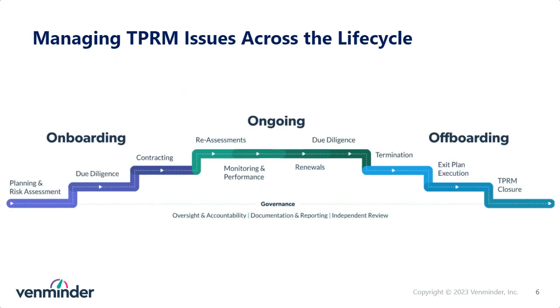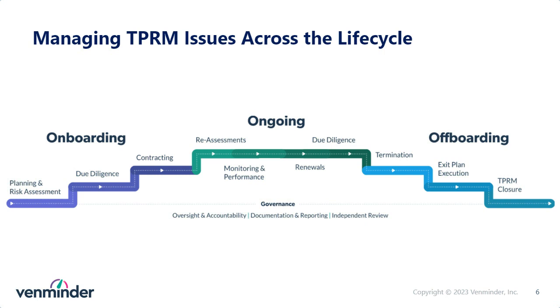Now, of course, issues can pop up at any time and at any point during the third-party risk management lifecycle. So, whether you're finding a problem during due diligence or you're in that ongoing stage and you see performance declining, it's always important to understand that managing these issues is imperative. So let's look at some more examples of where and what types of issues might pop up along the lifecycle.